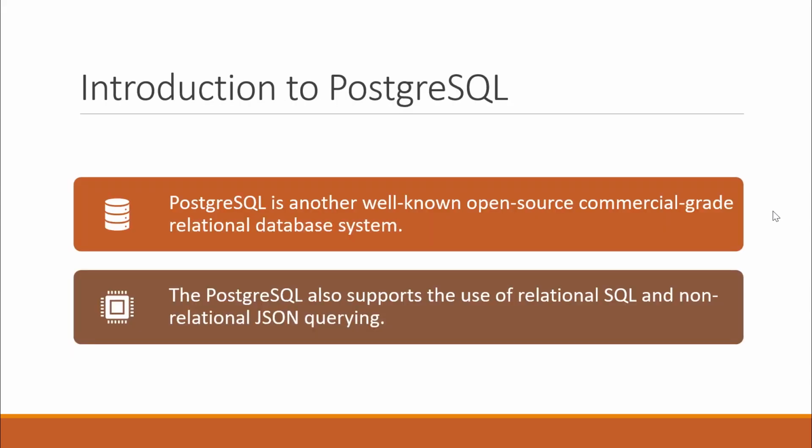Now, PostgreSQL is another well-known open source commercial grade relational database management system just like MySQL and MariaDB. Additionally, PostgreSQL also supports the use of relational SQL and non-relational JSON querying. As PostgreSQL has been in the market for the last 20 years, it is one of the most stable databases. Many web applications as well as those for mobile devices and analytics utilize PostgreSQL for their main database.